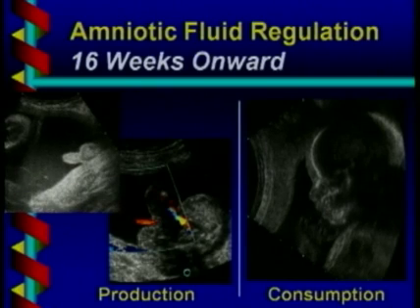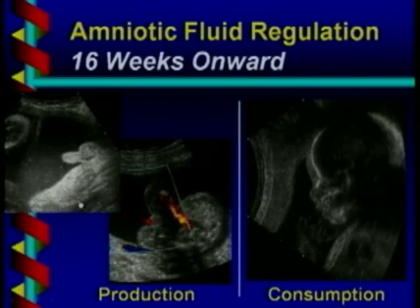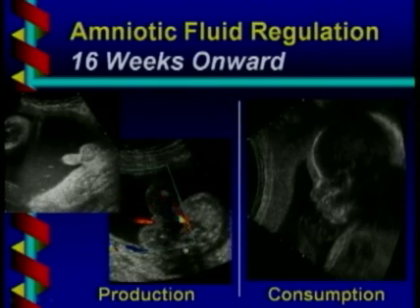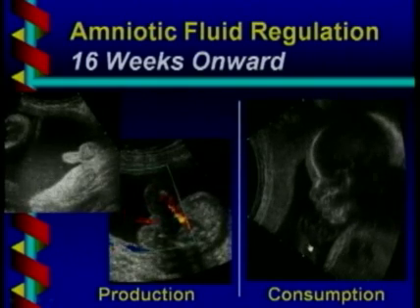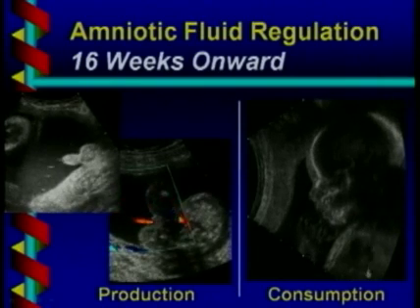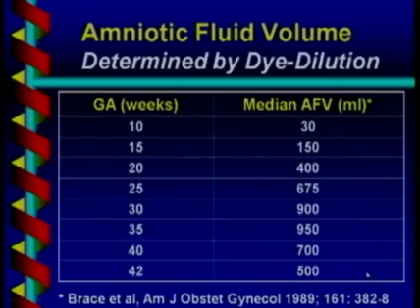Pictorially, amniotic fluid is produced by fetal urination. There's a boy and a girl peeing, and consumption is by swallowing and getting the fluid down into the GI tract. If we ever wanted to know amniotic fluid volume, we can't tell it directly by ultrasound. The method to determine amniotic fluid volume accurately, in fact, is a method called dye-dilution.